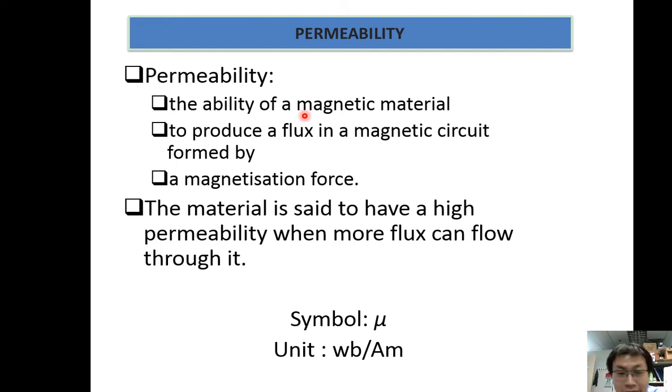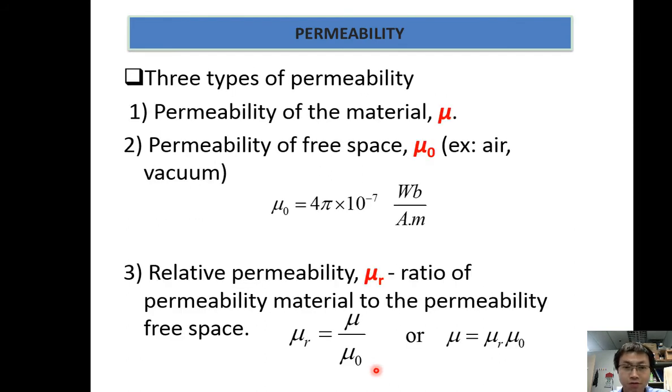Another one is permeability. What is permeability? It is used to describe the ability of a magnetic material to produce flux in the magnetic circuit with a magnetization force, or the ability of the material for the flux to flow through it. If the material can allow a lot of flux to flow through it, then the value will be higher. So a material is said to have a high permeability when more flux can flow through it. We use the symbol mu, and the unit is Weber per ampere meter.